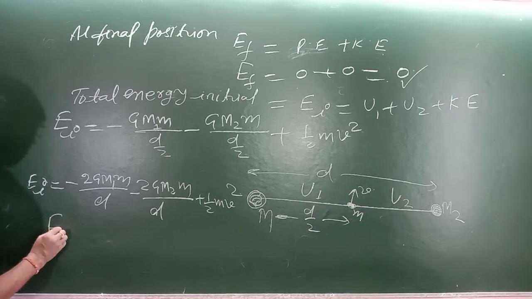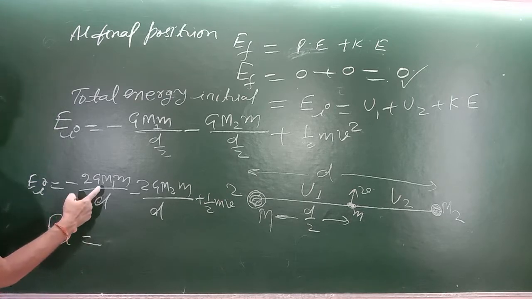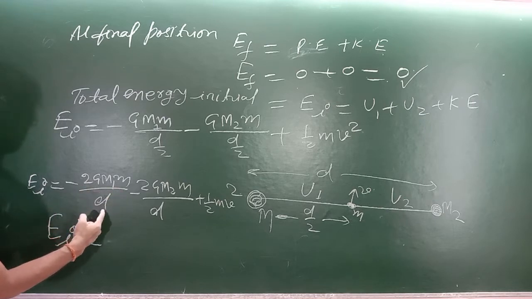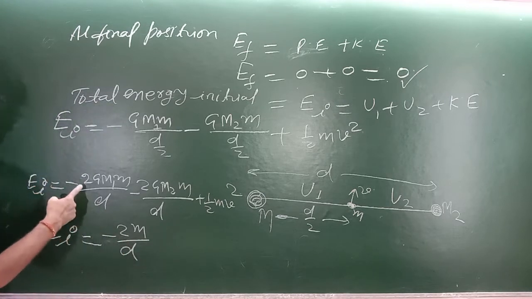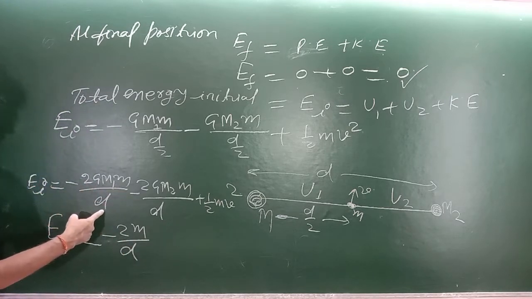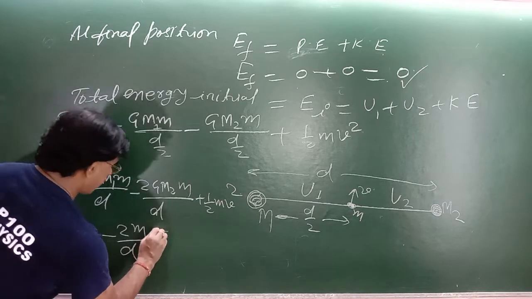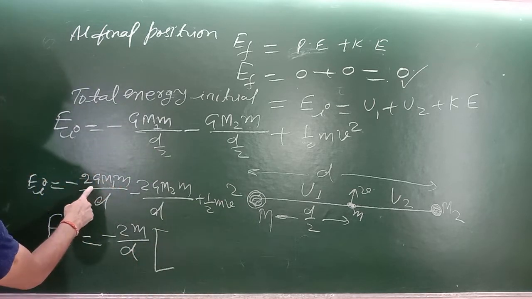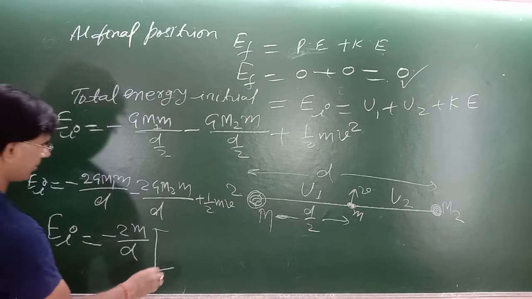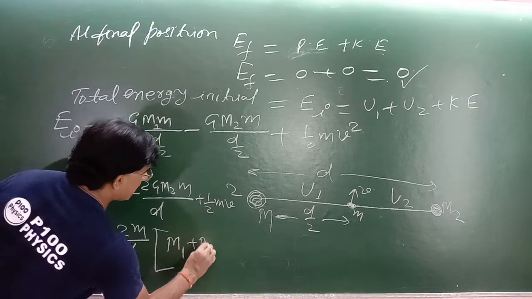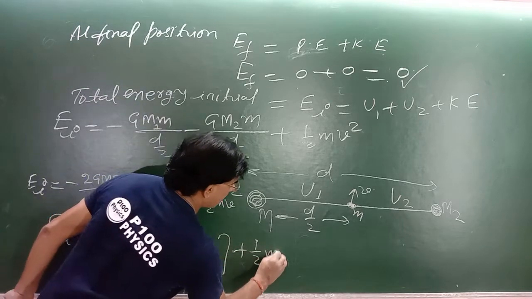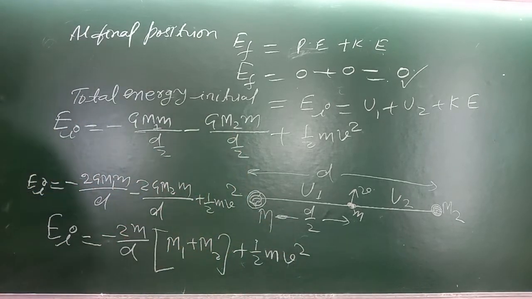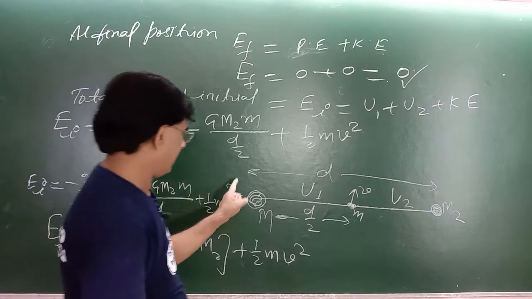You can take common. EI will be minus 2Gm by d, with 2Gm by d taken common. Then what will be left here? m1 plus m2, plus half mv square. Write all the lines. And okay, draw this diagram.